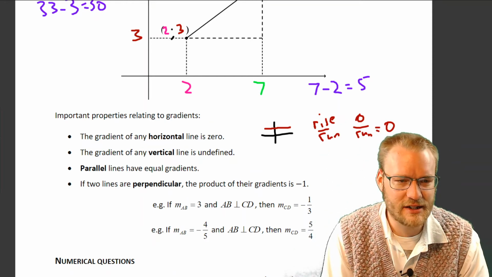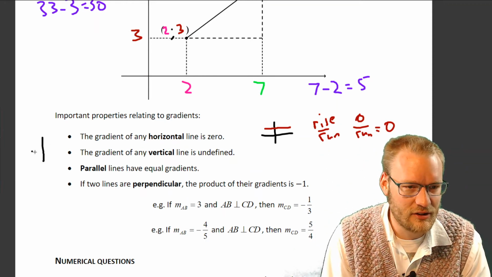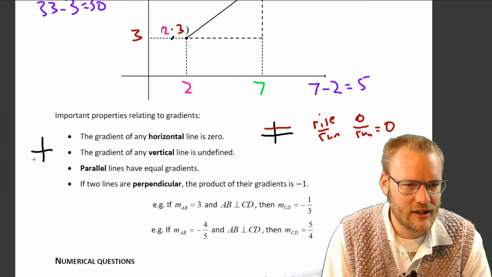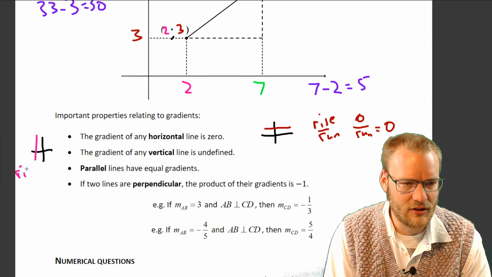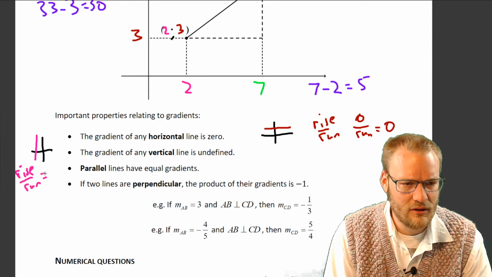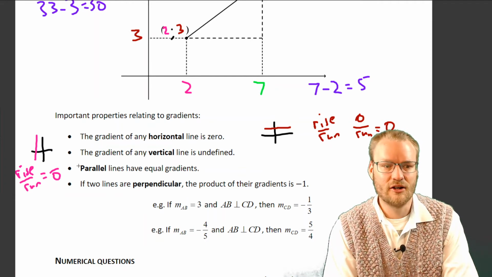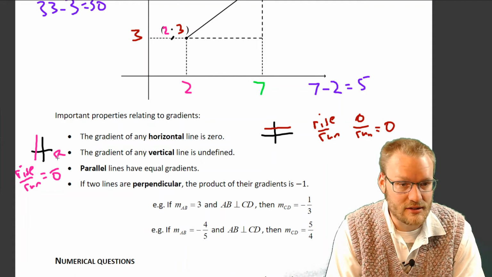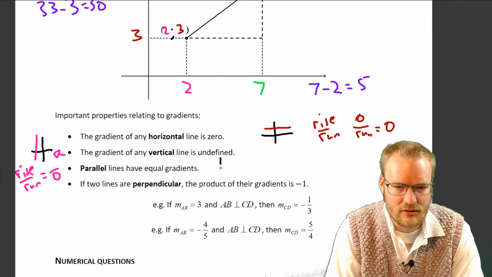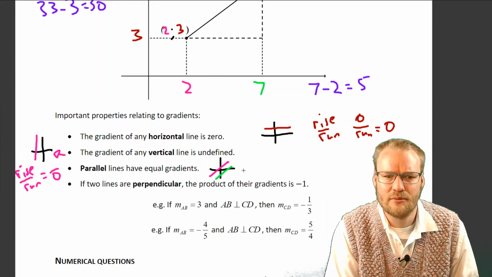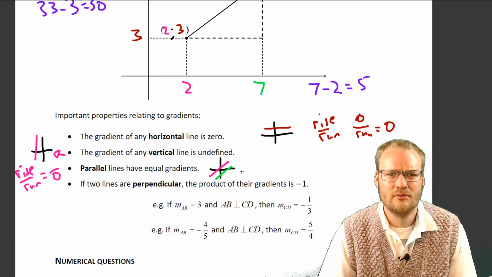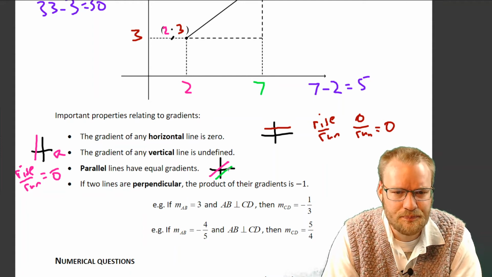Gradient of any vertical line is undefined. So let's do that on this side and say, well, what about a vertical line sitting here? It doesn't matter where. Gradient is rise over run. Well, we're never running. So this is 0. We can never divide by 0, so therefore this is undefined. Parallel lines. Well, this is telling us that if we've got a line and we've got another line, the gradients are the same. Just think gradient is slope, and the slopes and the steepness are the same.